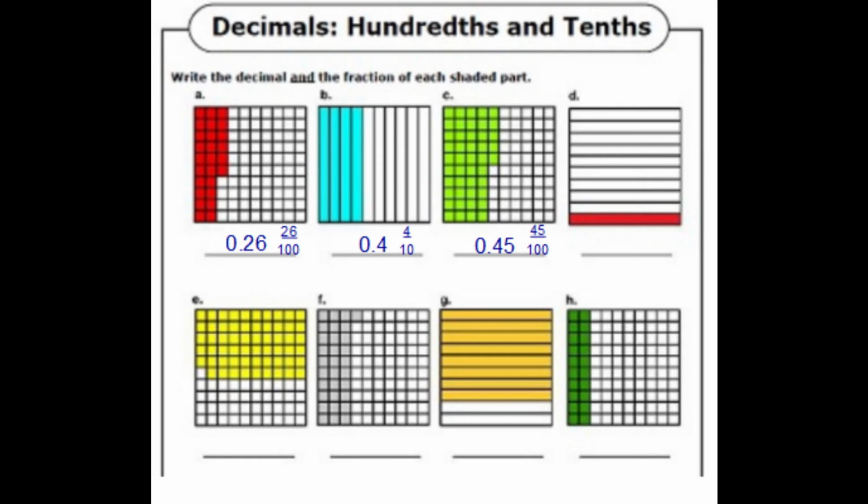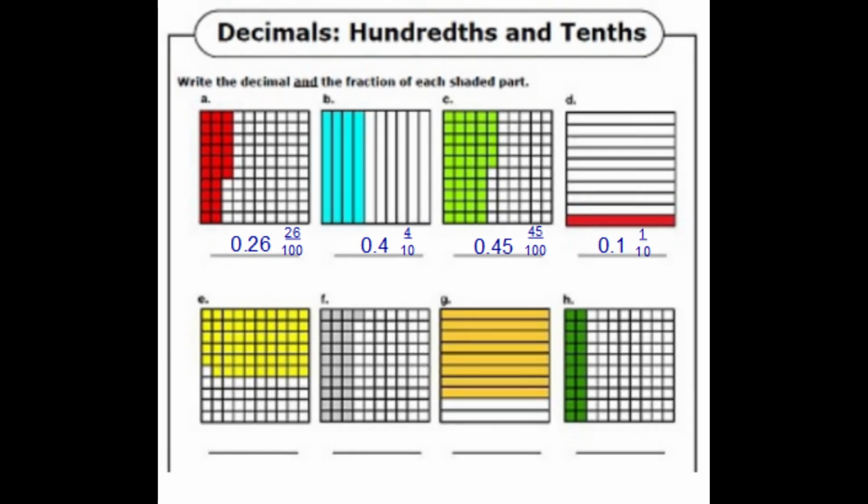Let's look at D now. That one is split into tenths. So each column or row is worth 1/10th. So what would this look like as a decimal or a fraction? Well, only one row was shaded in, so that means 1/10th was shaded in. So in my tenths place, I would put a 1. There are no smaller hundredths shaded in, so I don't need to put anything in the hundredths place. So my fraction is going to say 1/10, because we're dealing with tenths.